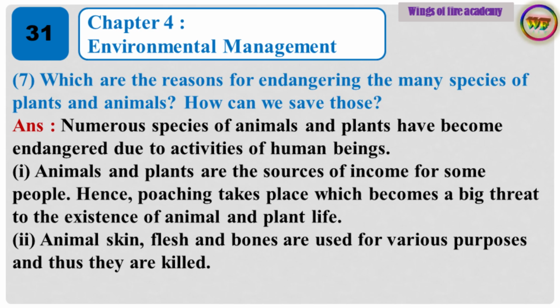Sub-question 7. Which are the reasons for endangering the many species of plants and animals? How can we save those? Answer. Numerous species of animals and plants have become endangered due to activities of human beings. Point 1. Animals and plants are the sources of income for some people. Hence, poaching takes place which becomes a big threat to the existence of animal and plant life. Point 2. Animal skin, flesh and bones are used for various purposes and thus they are killed.